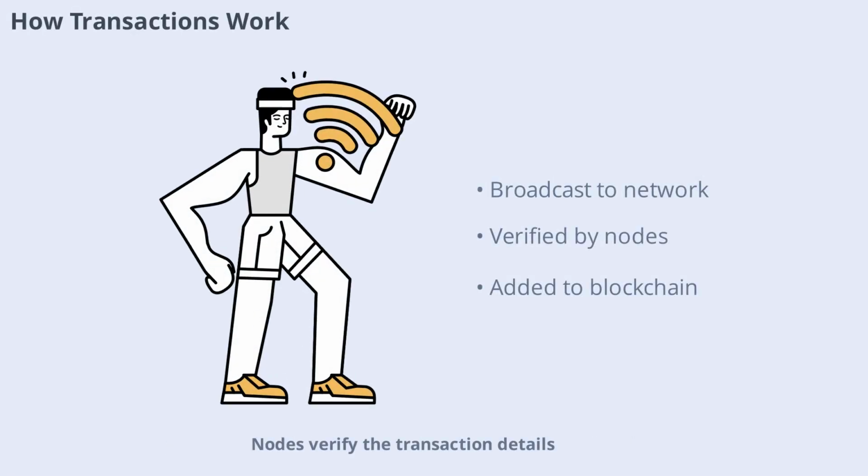When you send cryptocurrency, your transaction is broadcast to the blockchain network. Nodes verify the transaction details, ensuring you have enough balance and that you're not double spending. Once verified, the transaction is grouped with others into a block and added to the blockchain. This process is fast, secure, and transparent, making digital transactions more efficient than ever before.